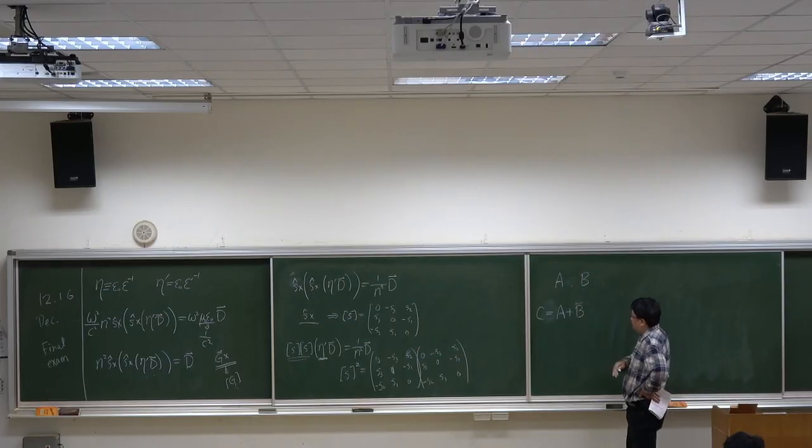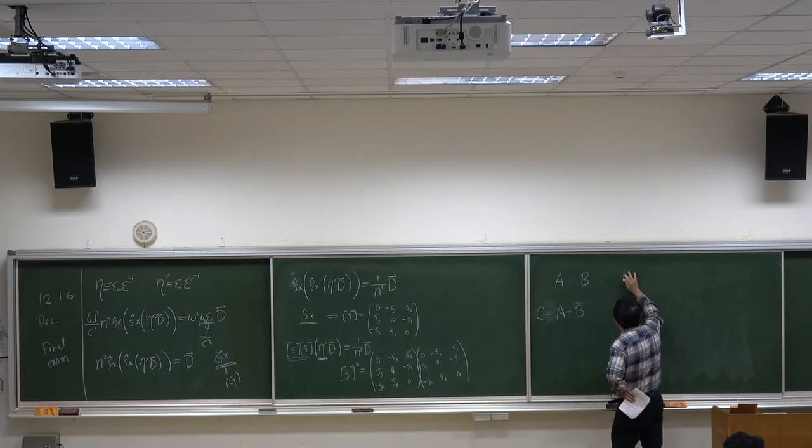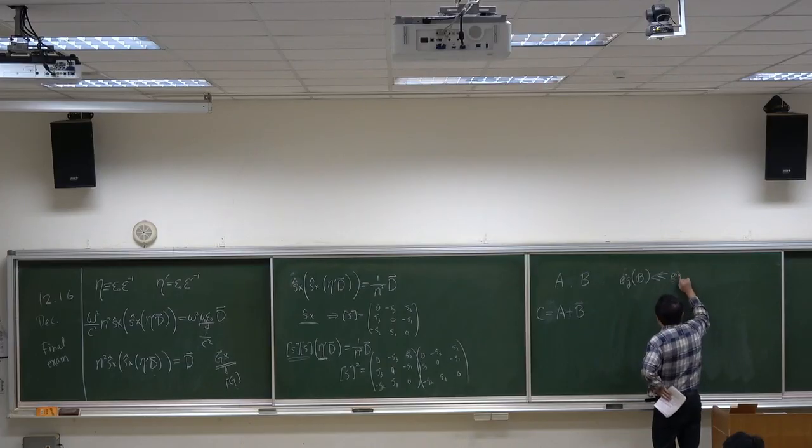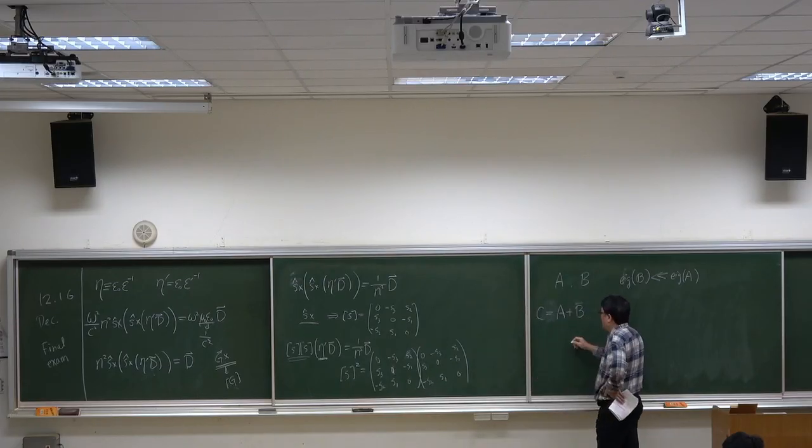A plus B, and B is much smaller than A. Then how do we find C inverse? We want to find the inverse of A plus B.